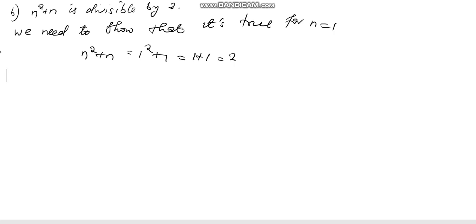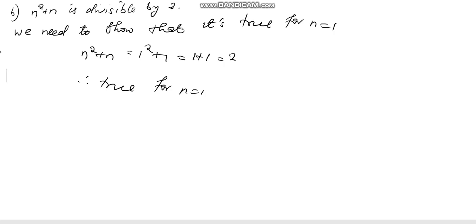So if we divide 2 by 2 here, we're not going to get any remainder, so the answer is simply 1. So therefore we say this is true for n equal to 1. So we go to step number 2, which is the inductive hypothesis. There we're going to make an assumption that the statement is true when n is equal to k.